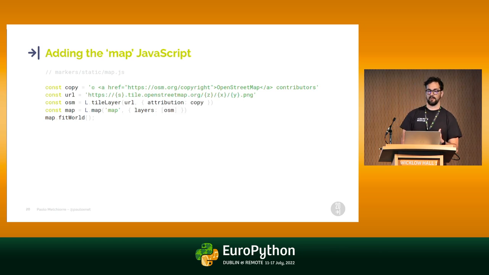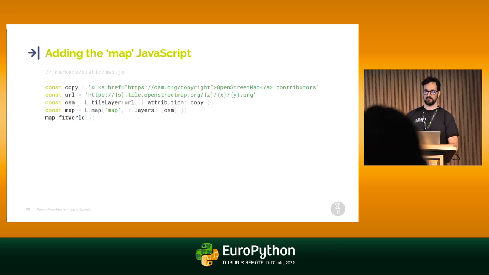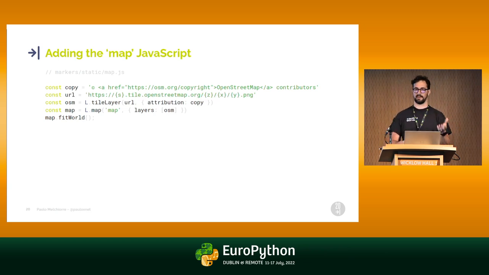In our JavaScript file, we add the code to view our map. Using the defined variables, we initialize an OpenStreetMap layer, we hook the newly defined layer to our map, and the last statement sets a map view that mostly contains the whole world with the maximum zoom level possible.